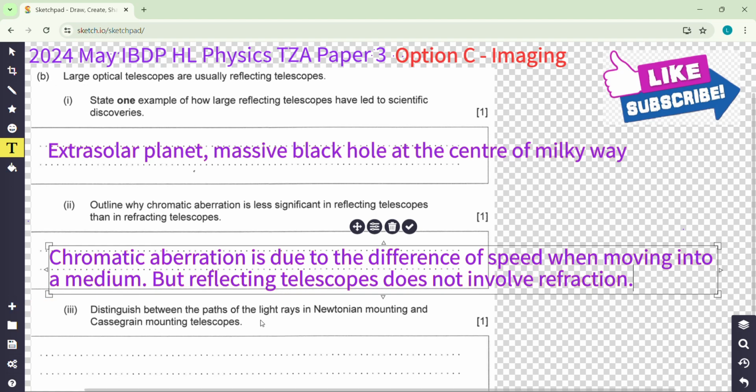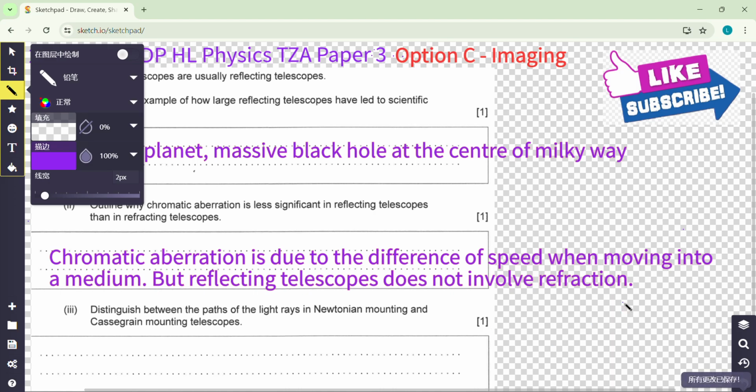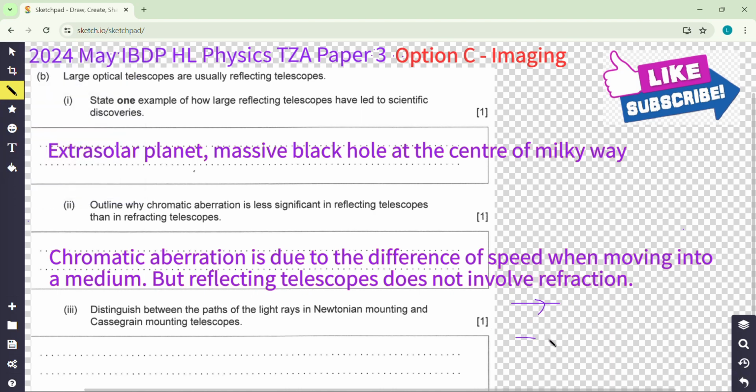The third one, you need to remember Newtonian mounting and Cassegrain mounting. So Newtonian mounting, remember when the light falls inside, reflecting, and then there is a plane mirror, and the path goes up, right? So you have to observe from here. Very strange, okay? Not along the way of the star. So this is the difference of the paths of the light rays.